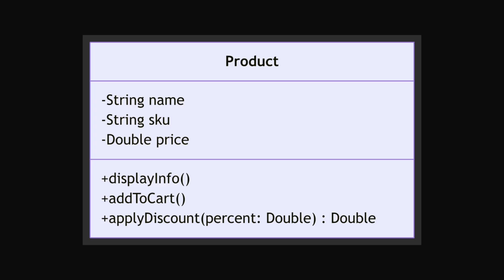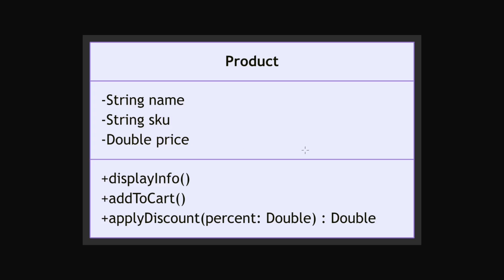So we have designed a blueprint to represent the product. We are going to use these properties to represent the product. We have a name, the stock keeping unit, and the price. So the name is a string, the stock keeping unit is a string, and price is double.